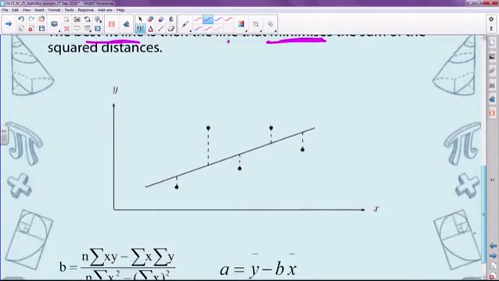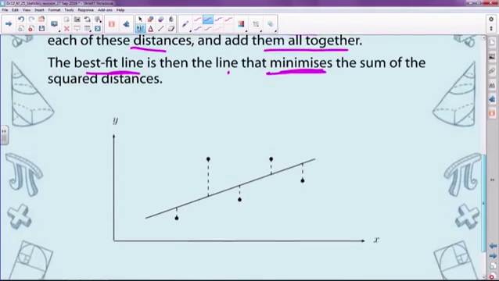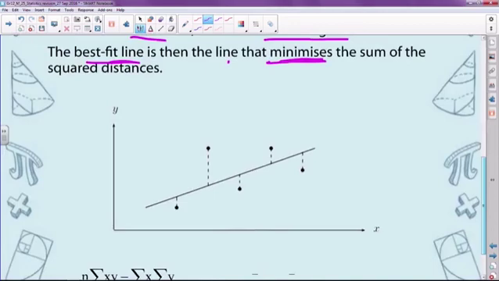The best fit line is then the line that minimizes the sum of all these squared distances that we found. If we illustrate what that looks like, this is what we're saying. We guess at what is the line of best fit, which is this line here that's drawn. You're then going to look at the distance between the data points and that line.